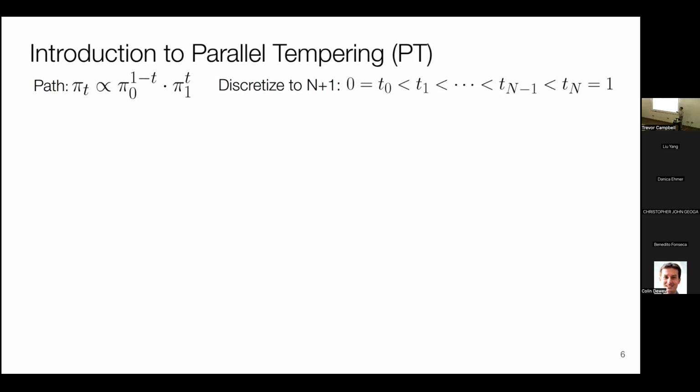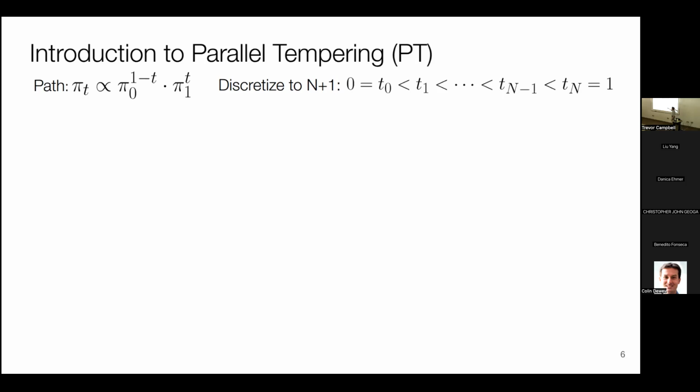Parallel tempering, the gist of it is that you use many distributions. You run MCMC on many distributions. Some of them are easy, some of them are hard. And you use the easy ones to help you explore the hard ones. The way we do that mathematically is we take our target distribution, pi1, so that's a density.